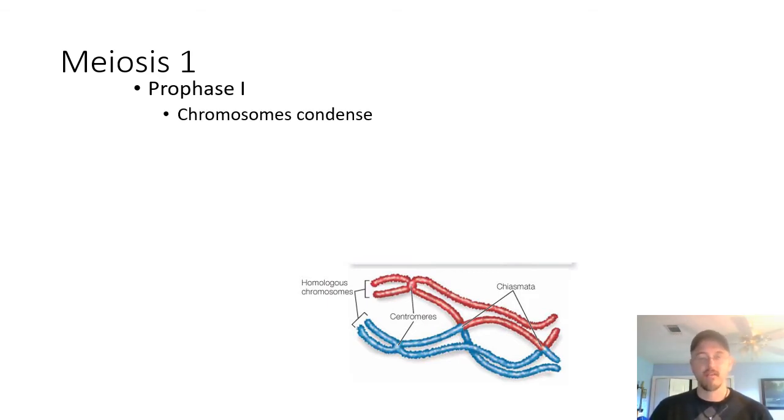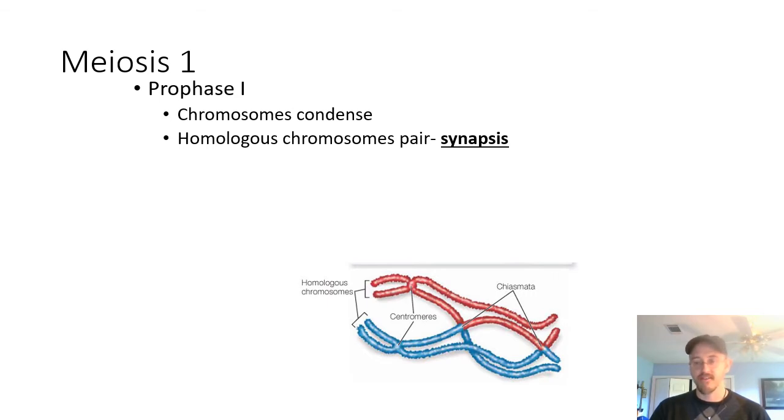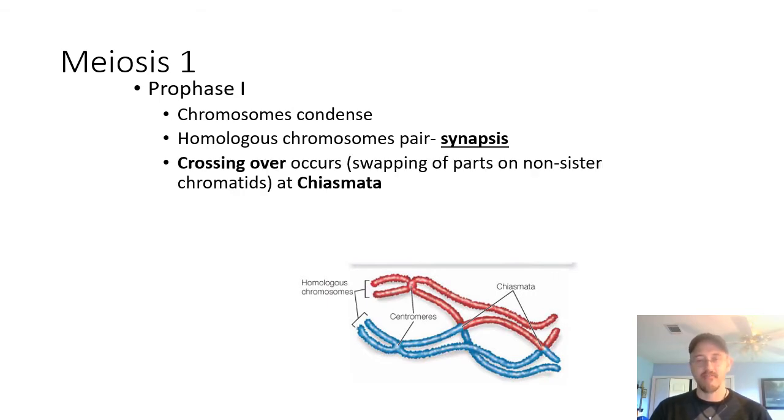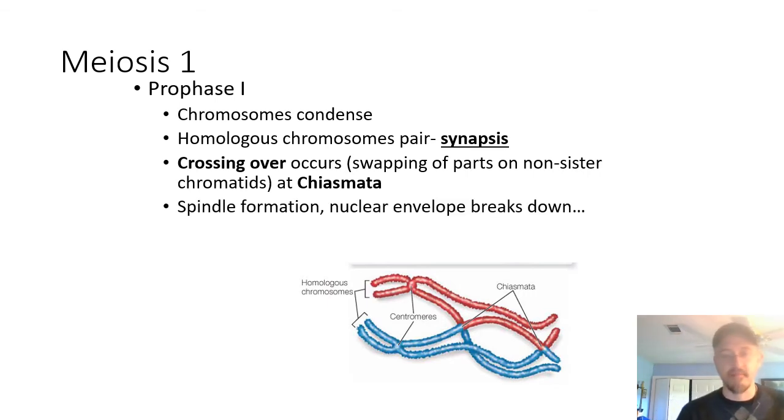So what happens in meiosis 1? Chromosomes condense, homologous chromosomes pair up. That's a process known as synapsis, and that forms that structure I mentioned a second ago called a tetrad, which we see below here on this image. Crossing over occurs where non-sister chromatids touch at an area called the chiasmata. The spindle forms, the nuclear envelope breaks down, all those things we looked at that took place in prophase and prometaphase, I should say, of mitosis.